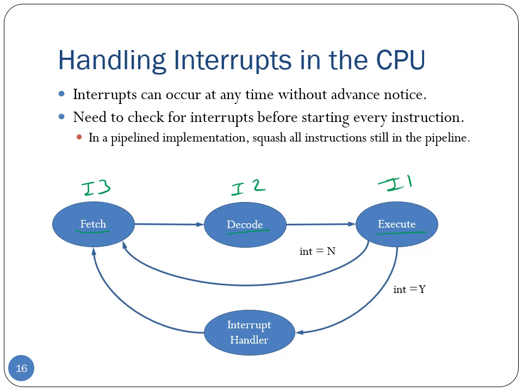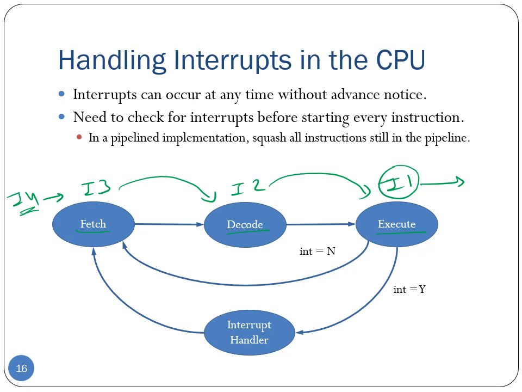Previously we have seen that as soon as this instruction 1 finishes, it graduates out of the pipeline. Instruction 2 will move to the execute stage, instruction 3 will move to the decode stage, and instruction 4 can start fetching. However, if we have interrupts in our processors, we cannot directly start fetching instruction 4.